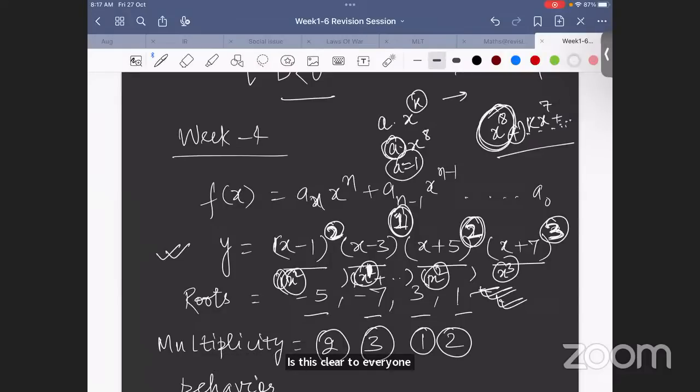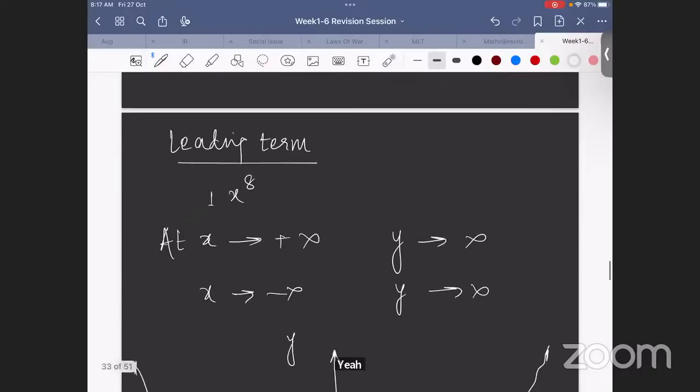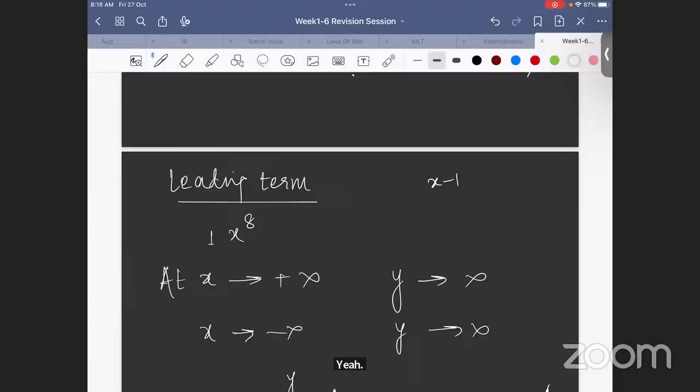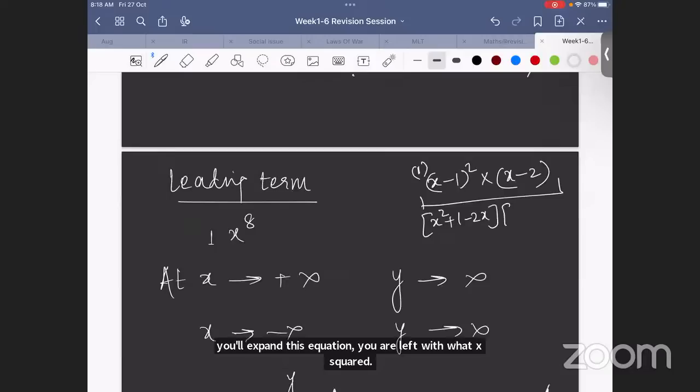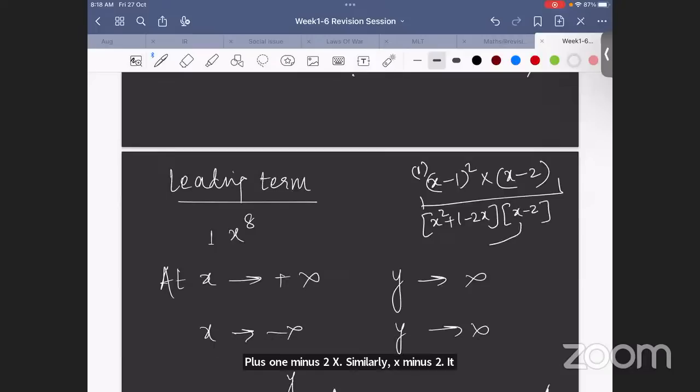Why is a equal to 1? See, if you have an equation like x minus 1 whole square multiplied with x minus 2, and you expand it, because the coefficient is 1, you are left with x square plus 1 minus 2x. Similarly, multiplying by x minus 2, you are left with x cube plus some values plus x plus some values.